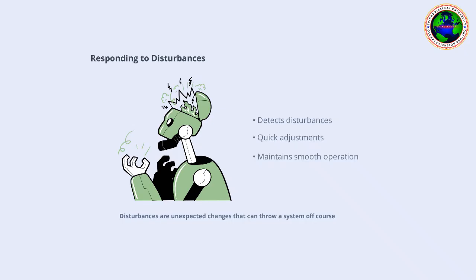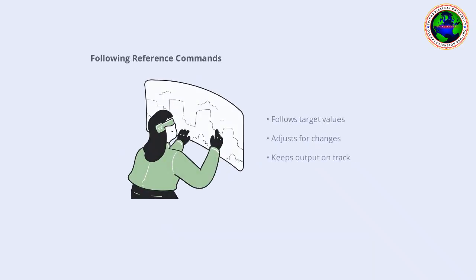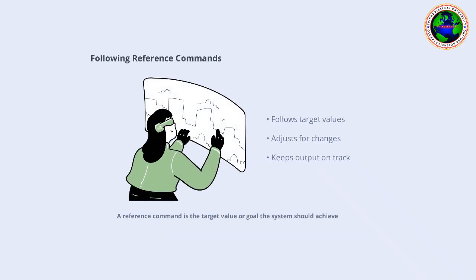Disturbances are unexpected changes that can throw a system off course. A good control system detects these disturbances and reacts quickly to bring the system back to its desired state. For example, if a sudden load is placed on an elevator, the control system adjusts the motor to maintain smooth movement. A reference command is the target value or goal the system should achieve.